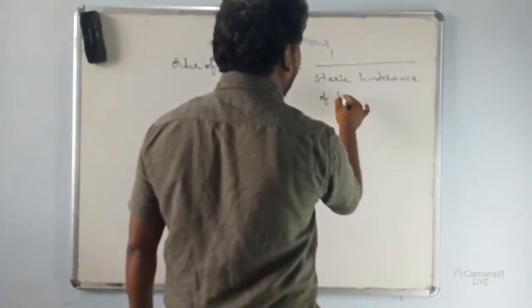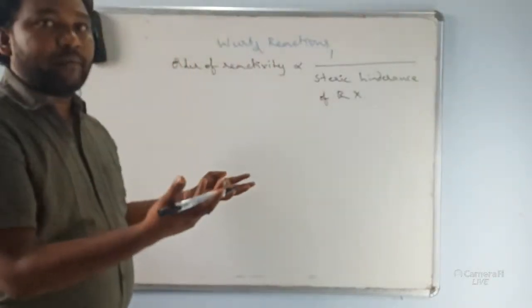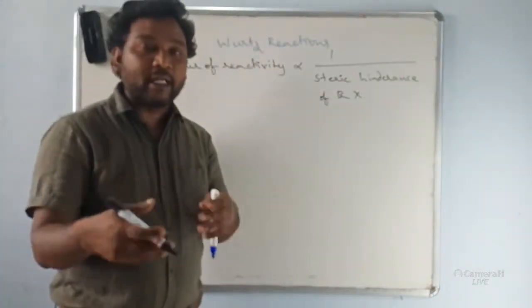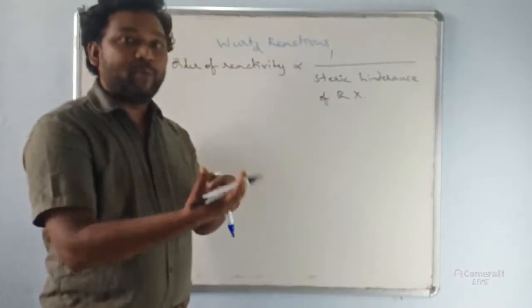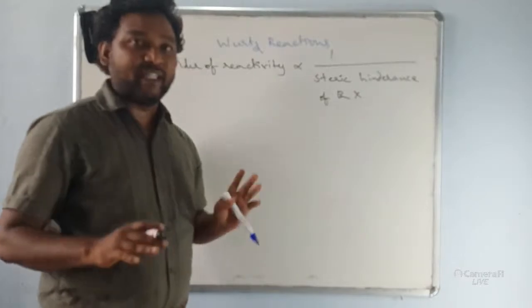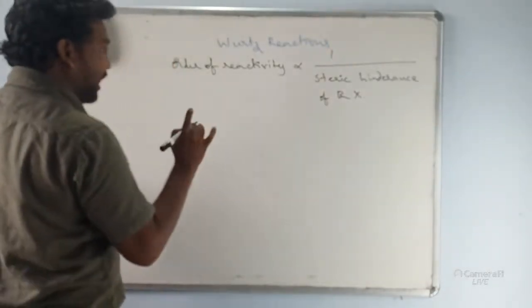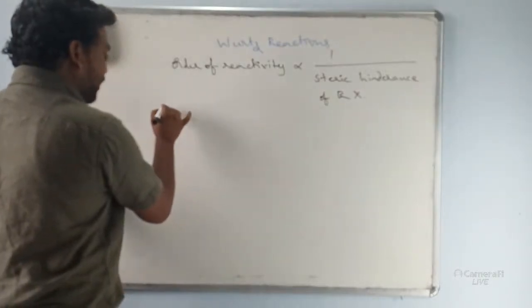In an alkyl halide, if bulky groups are present at the alpha carbon atom, the reaction is difficult. If small groups are present, steric hindrance is less, so reactivity is more. This is a basic thing. Based on this, we can write the order of reactivity in different ways.